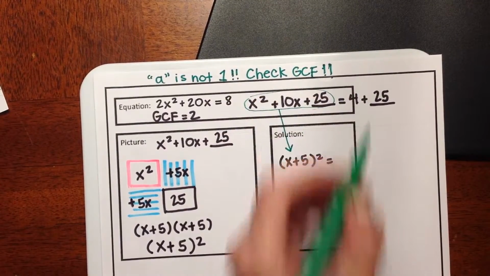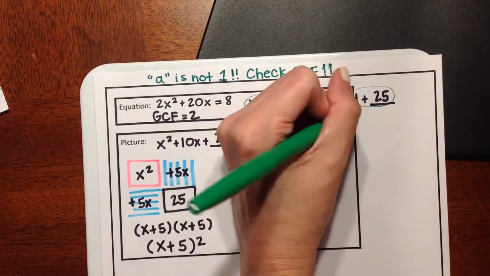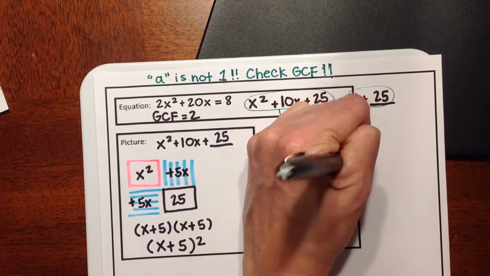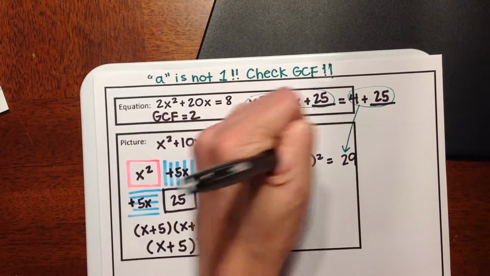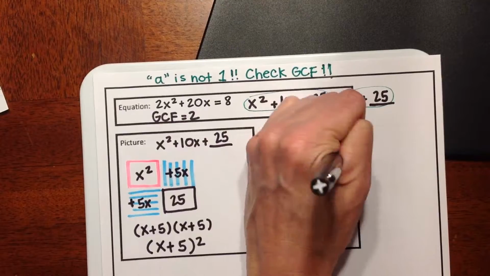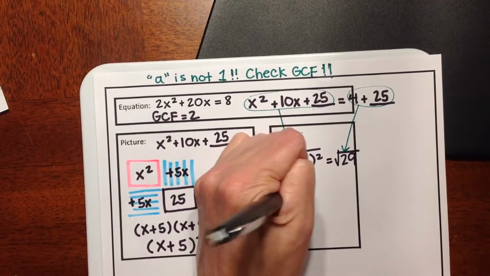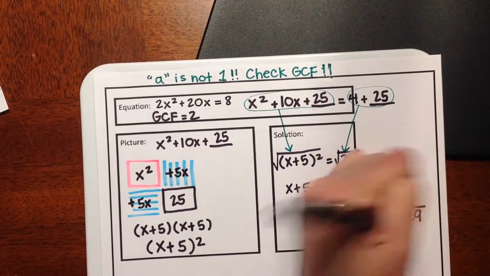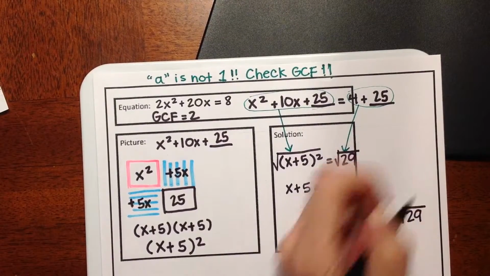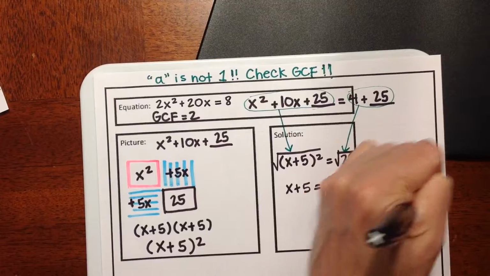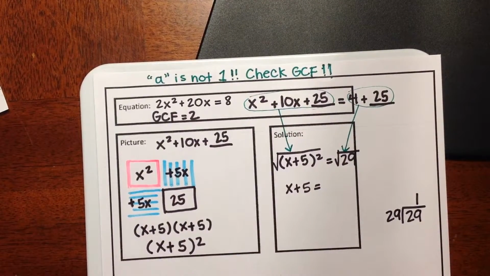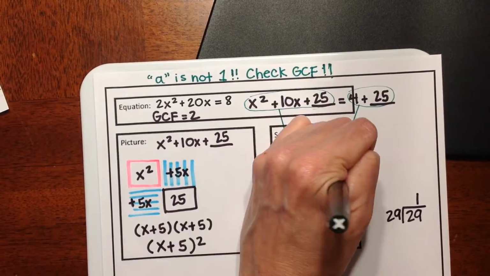And then I'm going to add my constants together. So you're going to add the constant they gave you, that's on the other side of the equals, to the constant you added, so that's going to be 29. And now I'm ready to take the square root of both sides. So I'm going to get x plus 5 equals, and then the square root of 29. I'm going to find the prime factors of 29, and 29 is a prime number, so its only factors are 29 and 1. So I cannot simplify my radical, so it's going to stay the square root of 29.